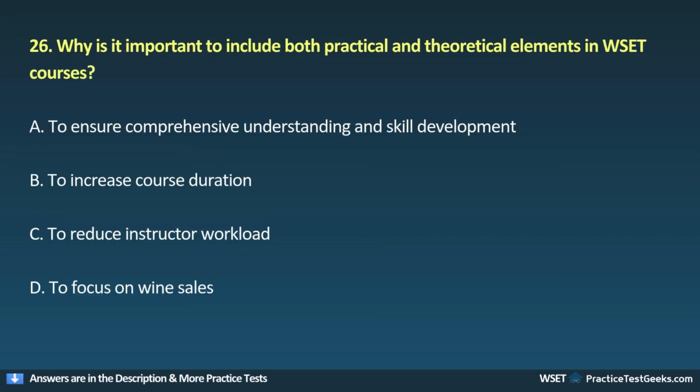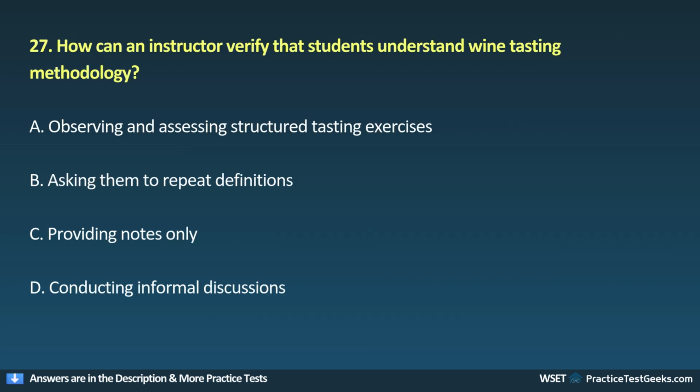26. Why is it important to include both practical and theoretical elements in WSET courses? A. To ensure comprehensive understanding and skill development. B. To increase course duration. C. To reduce instructor workload. D. To focus on wine sales.